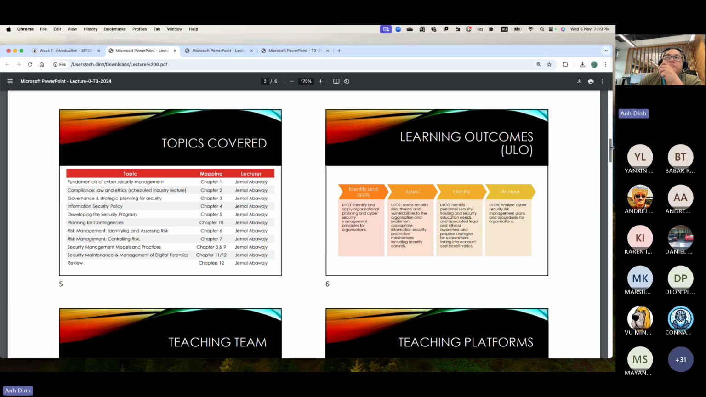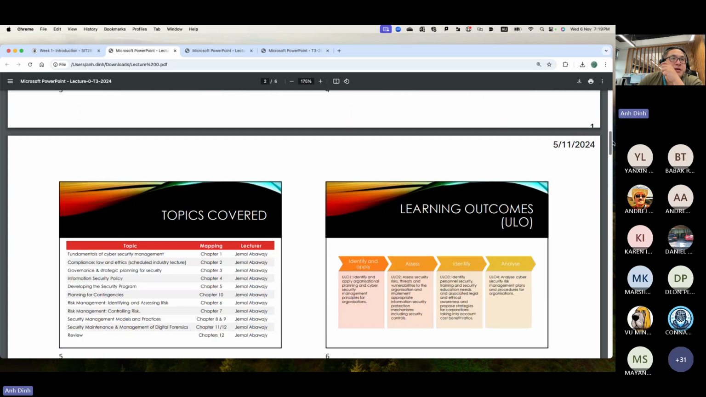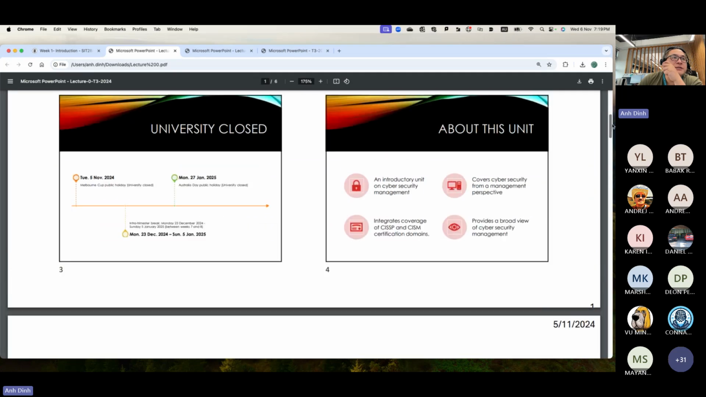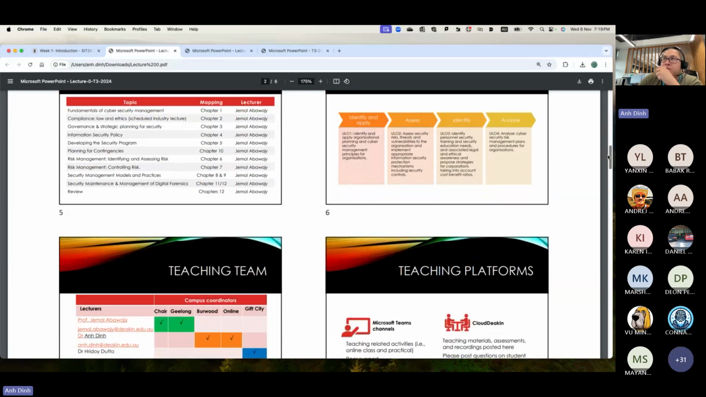So it will fall on me to cover some of this fundamental material right now, because it's important to cover it before we do the activities.